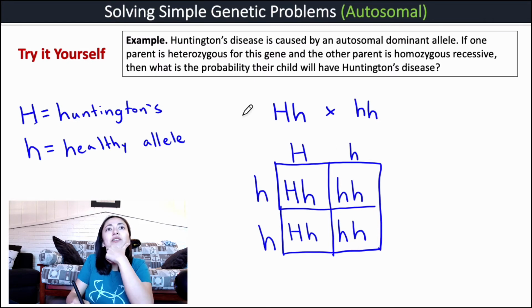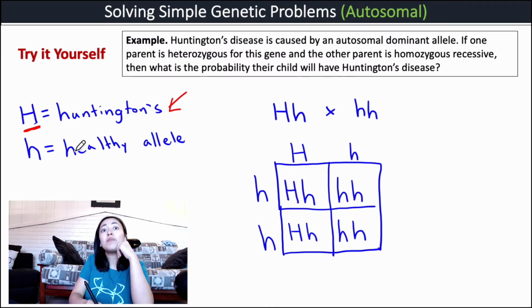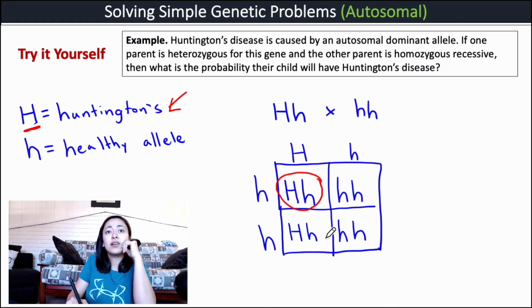So the question now is asking, what is the probability their child will have Huntington's disease? Well, we know Huntington's disease is caused by the dominant allele. So that means that you only need one big H to have Huntington's disease. And we can see that that happens in this offspring here and this offspring here. So 2 out of the 4 possible offspring would have a dominant allele and have Huntington's disease.